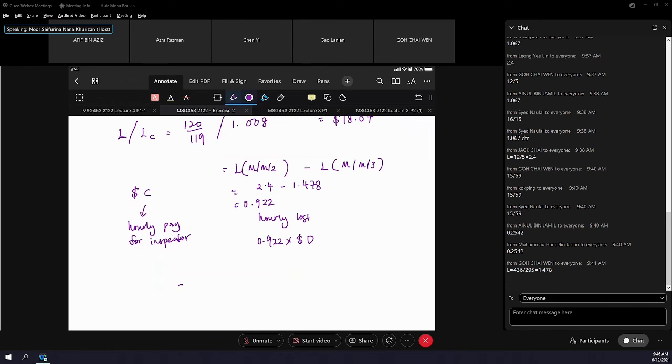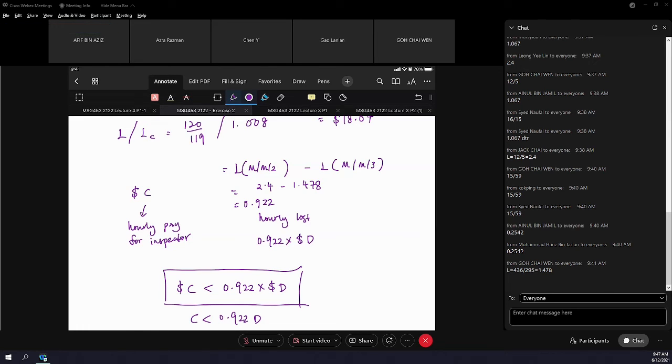So as long as your C is less than 0.922 times your D, only then will it be worth it to employ an extra inspector. So this should be your answer for the final part: your C should be less than 0.922 D. That is the final part for question 3, exercise 2.